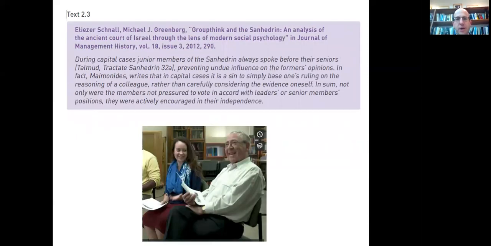Again, Schnell writes in his article, at the bottom there, in some, not only were the members not persuaded to vote in accord with the leaders or senior members' positions, they were actively encouraged in their independence. This picture here from the video, in case you have not seen it, we had Pardes board members with Pardes students learning and working together. And I took the eldest of our board members working with the youngest of our student body. And it was just a cute dynamic to see, not having him intimidate, and for her to be able to speak her mind as well.